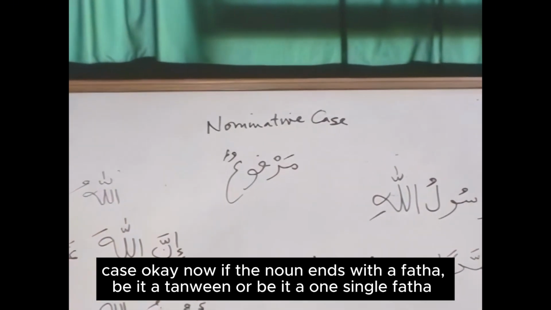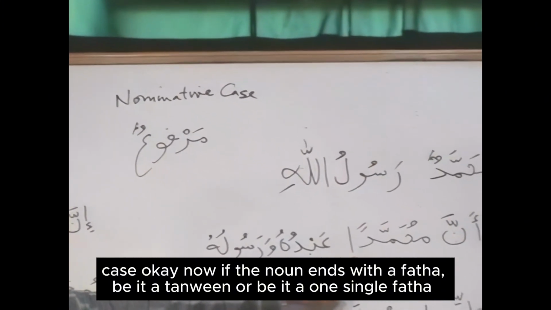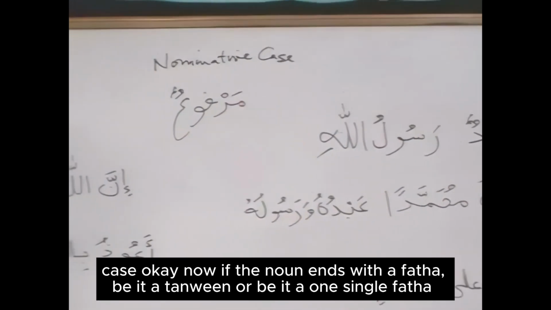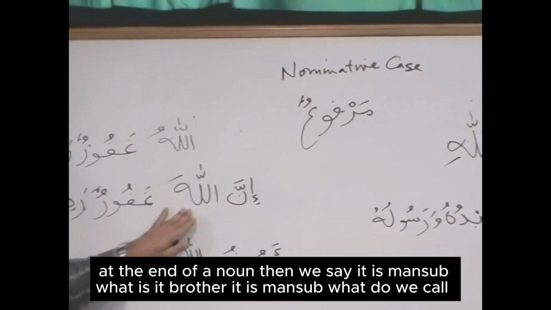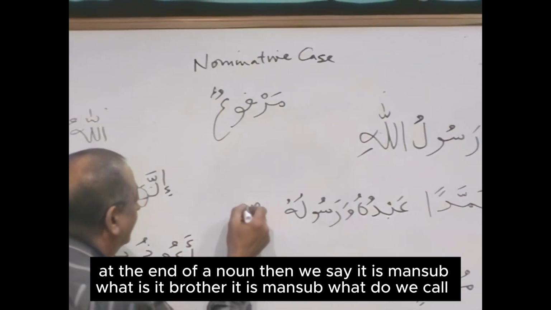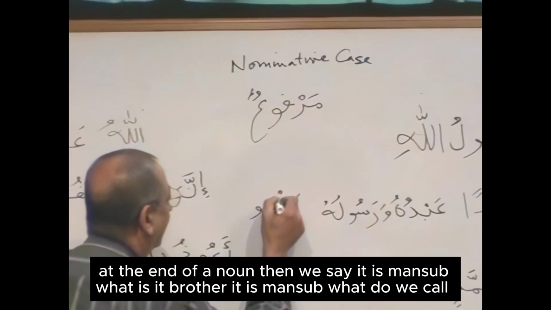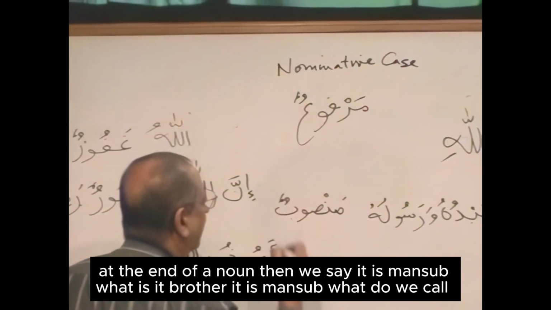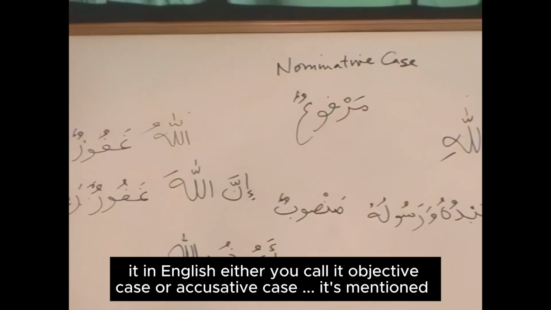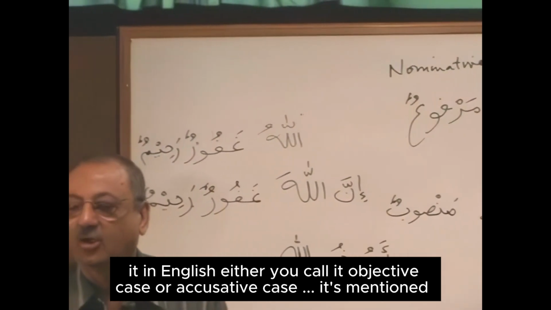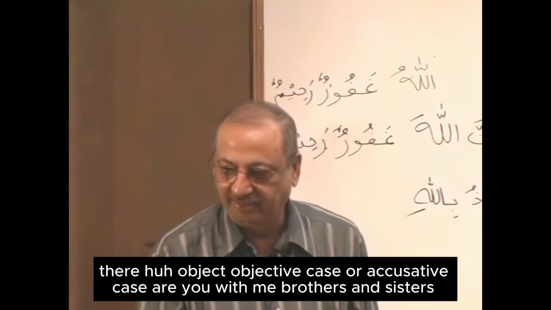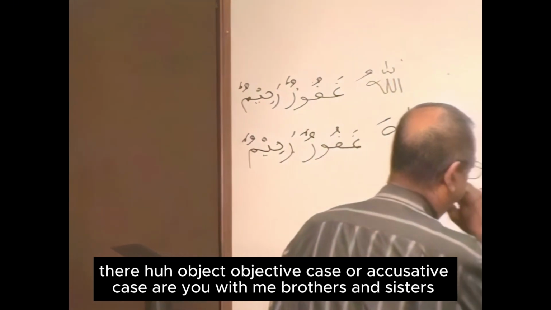Okay? Now, if the noun ends with a fatha, be it a tanween or one single fatha at the end of a noun, then we say it is mansoob. What is it, brother? It is mansoob. What do we call it in English? Either you call it objective case or accusative case. It's mentioned there. Objective case or accusative case.